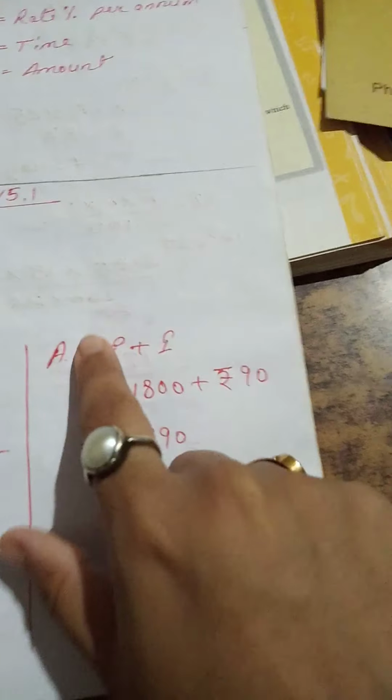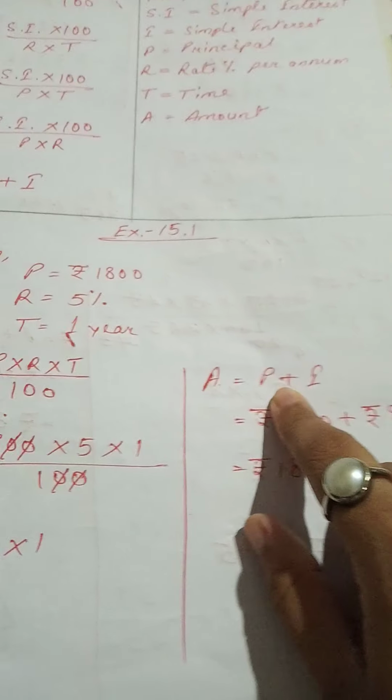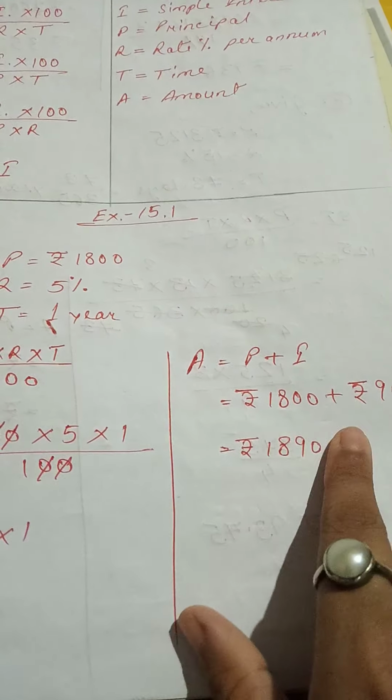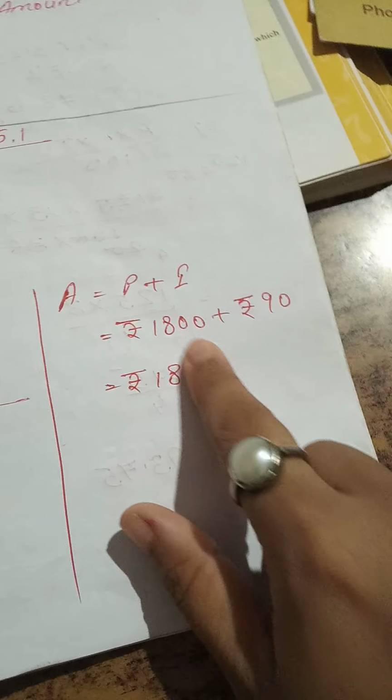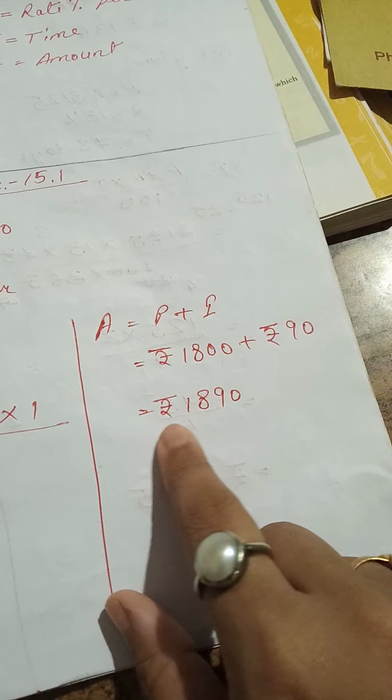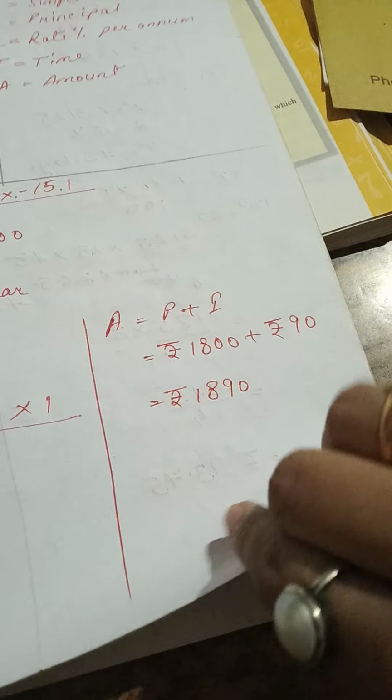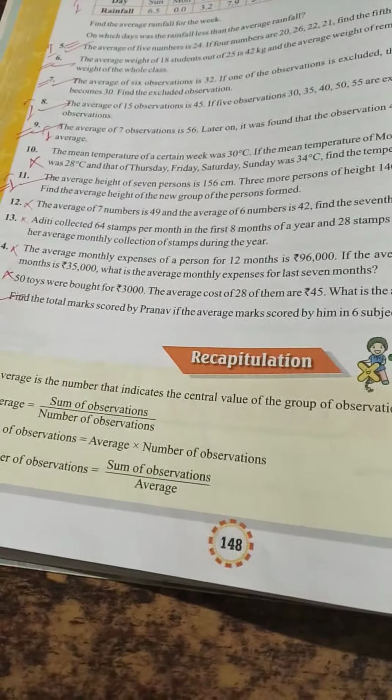Again we have to find out amount also. So when we find out amount, A equals P plus I. So P is our 1800 plus I, just now we have found out rupees 90. So we will add both of these and we are getting the amount to be rupees 1890. Okay. See the next question, number B.